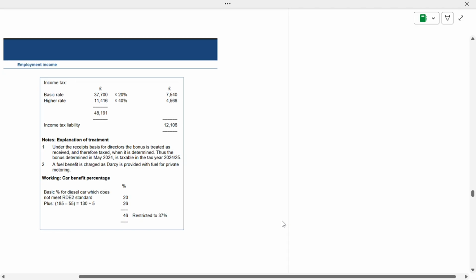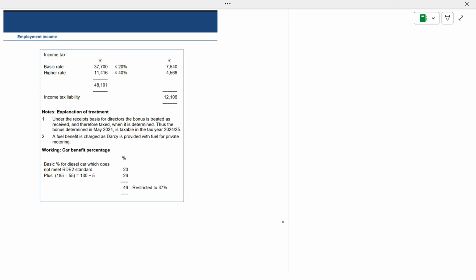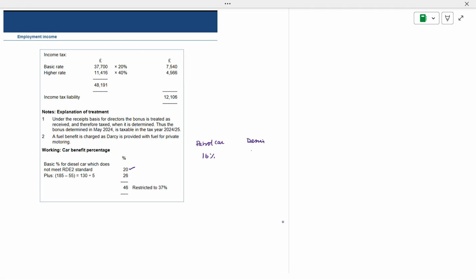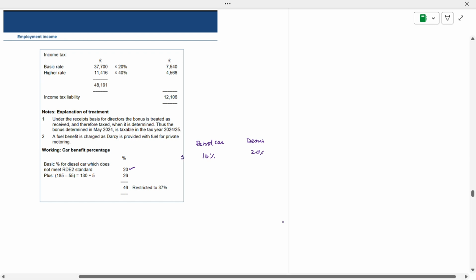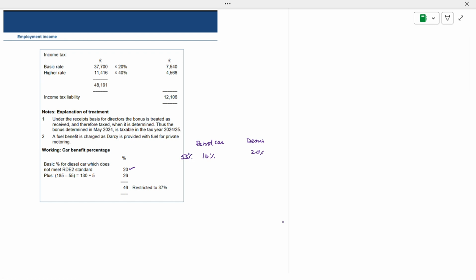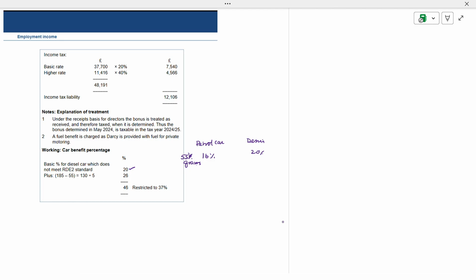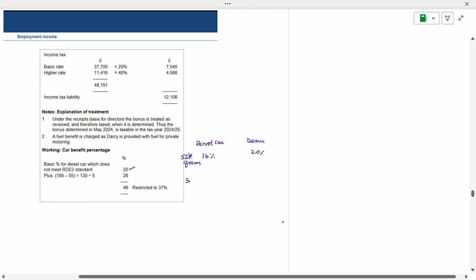What we have to do there, we have to calculate it separately. Base: if it is a diesel car which does not meet the standard, it starts with how much? It starts with 20%. Okay, 16% will be for the petrol cars, and diesel cars will be 20%. This is for the first 55 grams. More than 55 grams, you have to take 1% for every 5 grams. Now how much is there?